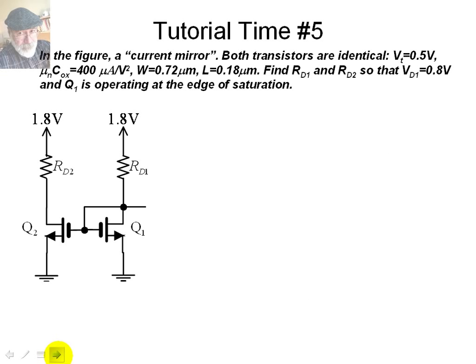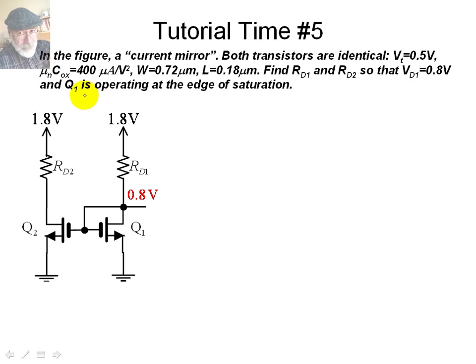Another tutorial exercise. In the figure, a current mirror, both transistors are identical. Both of them have the same threshold voltage, half a volt, and the same parameters that allow us to compute the same Kn for both. Find the values of those two resistors so that VD1, the drain voltage of Q1, the NMOS on the right, is 0.8 volts. That value is given, 0.8 volts.